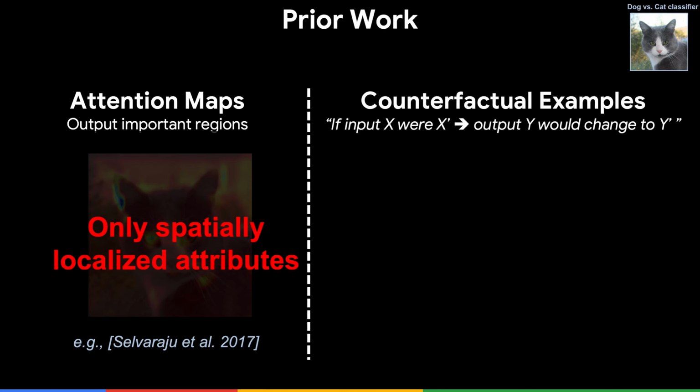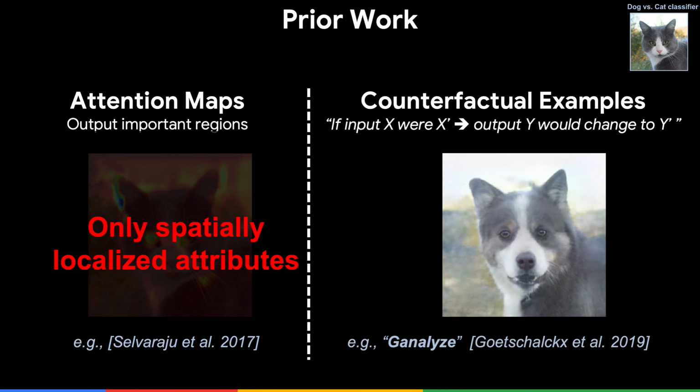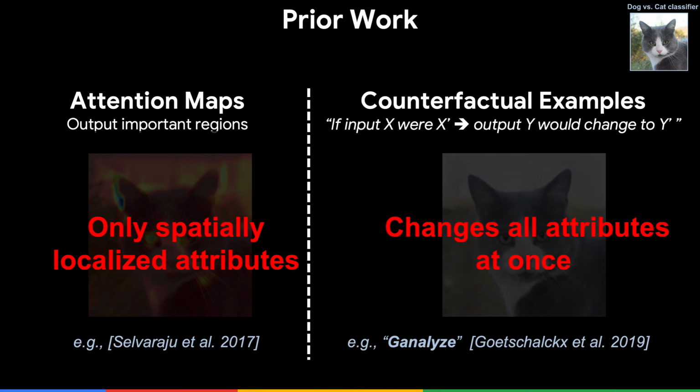Another approach provides explanation via counterfactual examples. These are statements of the form, if input x were changed to x prime, then the classifier output would change from y to y prime. Prior work in this category include methods like GANalize, which smoothly transform the image between one class to the other. However, these methods tend to change all attributes at once, thus making it difficult to isolate fine-grained attributes.